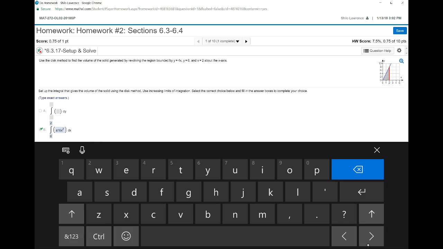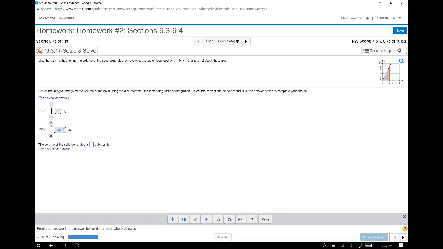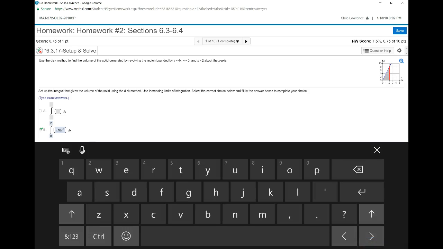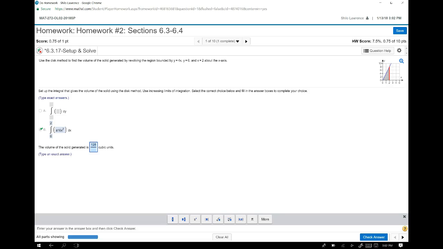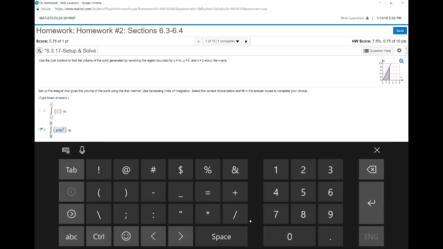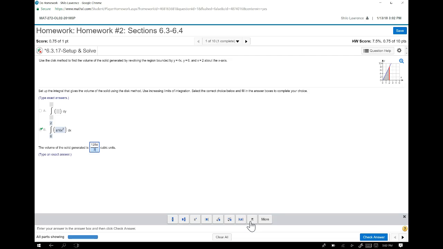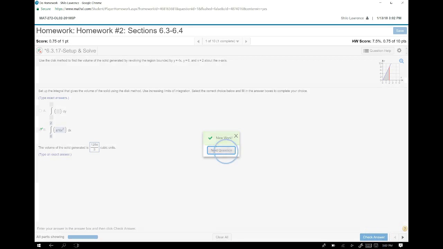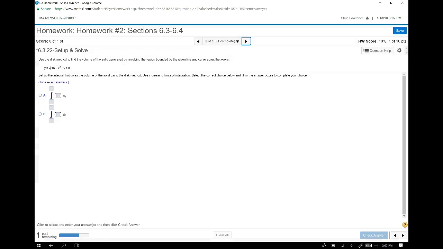And there's a lot of different ways you can write this. I'm going to go ahead and start my fraction at the beginning. So I've got 128 pi all over 3. Check. Good. So the second time through the problem, I got it right.